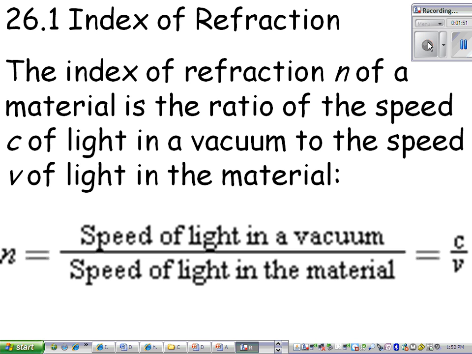The index of refraction n of a material is the ratio of the speed c of light in a vacuum to the speed v of light in the material. So you'll see the equation right down here. N equals c over v. And that's exactly what index of refraction is. You saw that water was 1.33. Well, the ratio between the speed of light in a vacuum and the speed of light in the water has a value of 1.33.